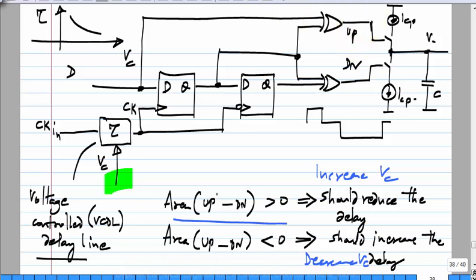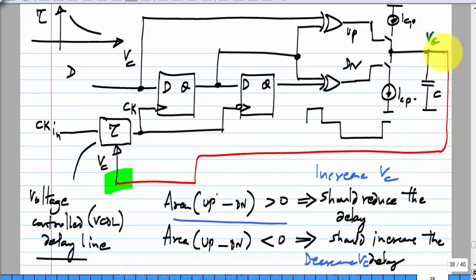If the average of up minus down is less than 0, VC is going on decreasing, and we should actually decrease this control voltage. In fact, that's why I called both of these VC also. So I complete the feedback loop. Okay. So what happens now?